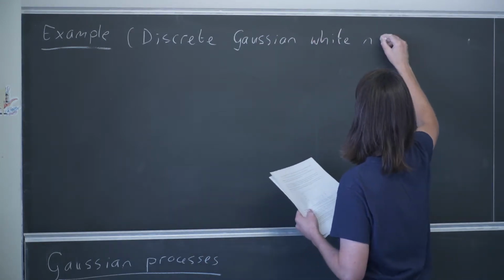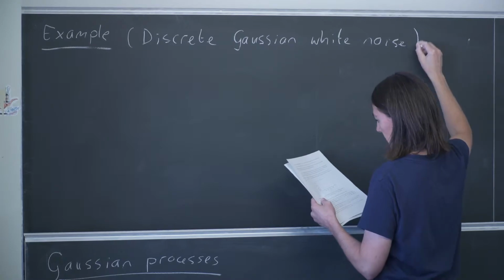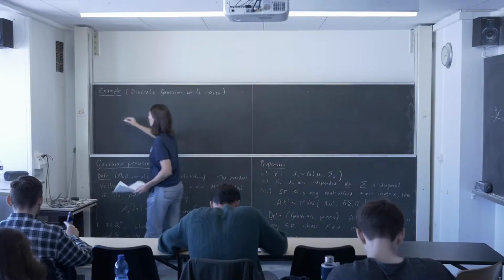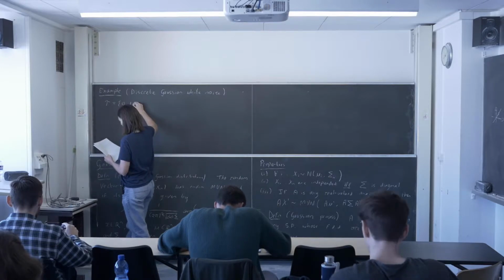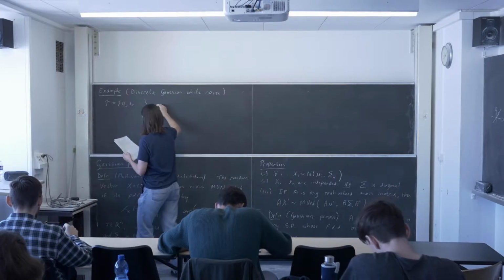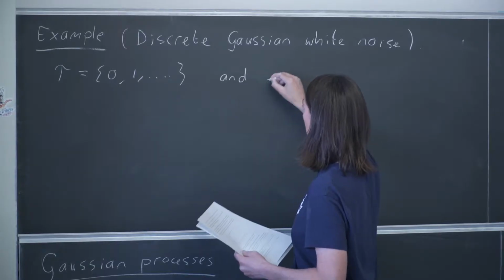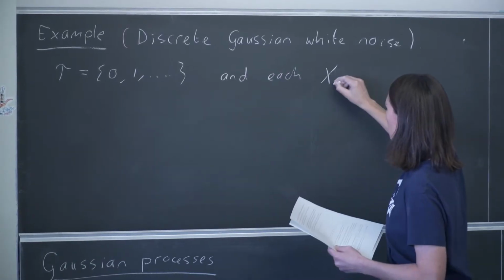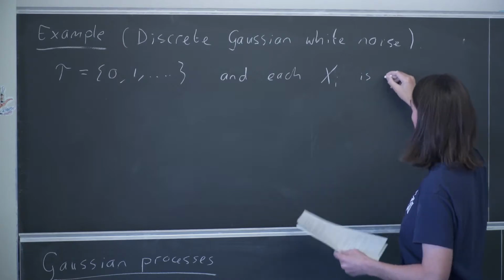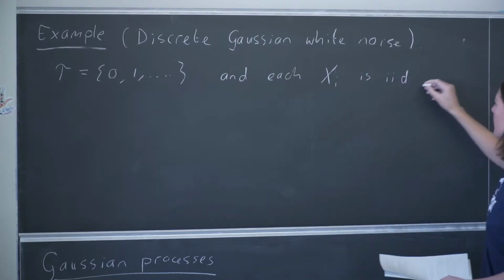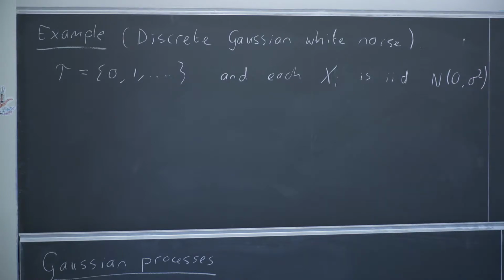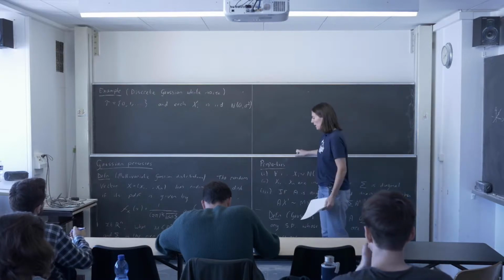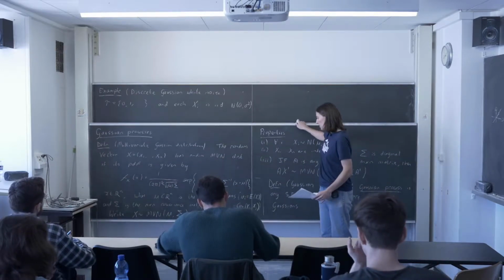So this one, the index set is discrete, so t is equal to 0, 1, etc. And each xi is independent, identically distributed, normal 0 sigma squared random variable. So again, this gives me enough information to work out the finite dimensional distributions, because what do I need?